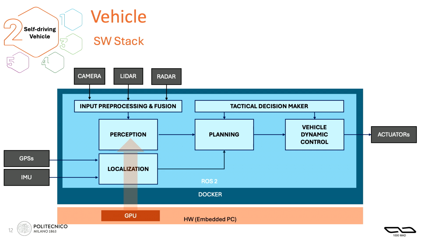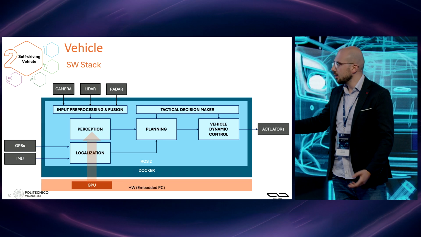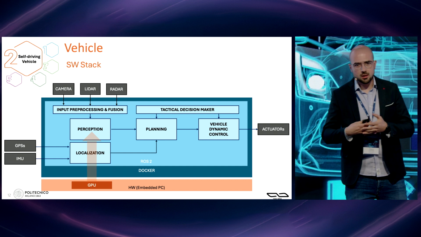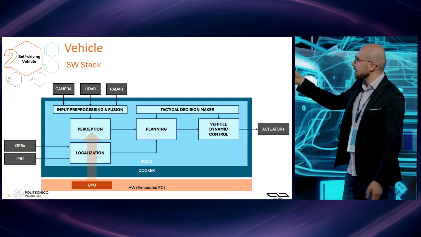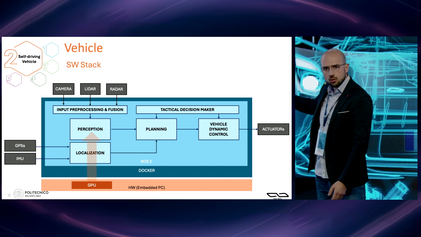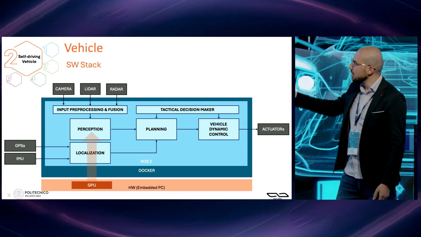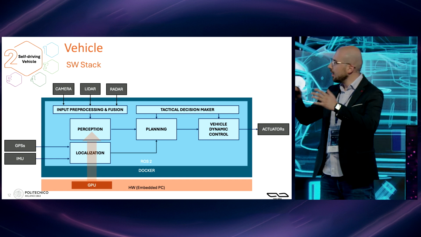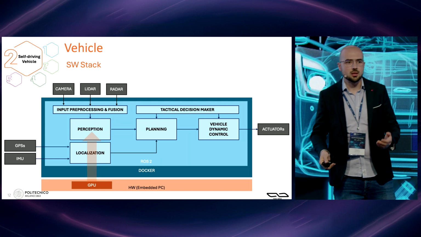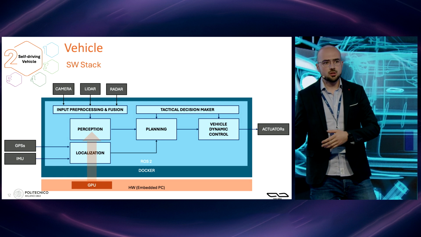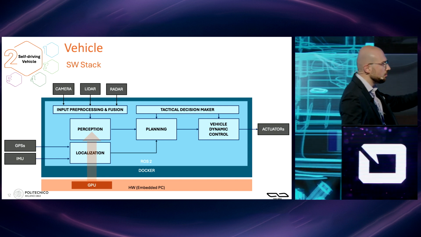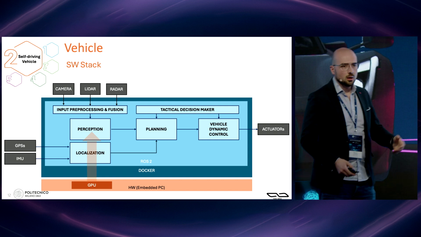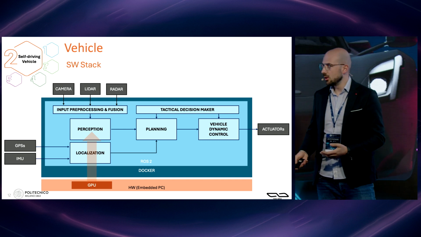The different sensors then go through the perception stack and localization stack, mixing together into the planning. The planning then decides which is the best trajectory to be followed, and it's fed into the vehicle dynamic control, which then controls the actuators themselves. All of this is under the umbrella of the tactical decision maker, which says whether this trajectory is feasible or not, whether there's a red sign or not. So this is a very sneak peek of our software, just to give you the idea of what they are doing.